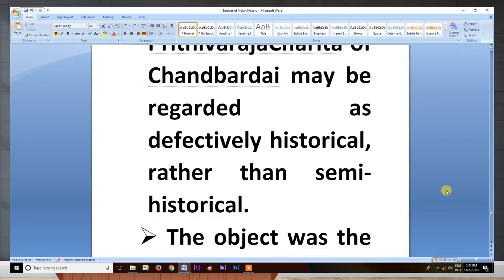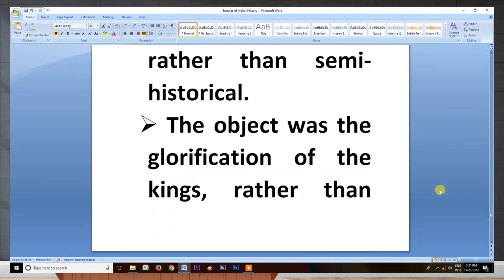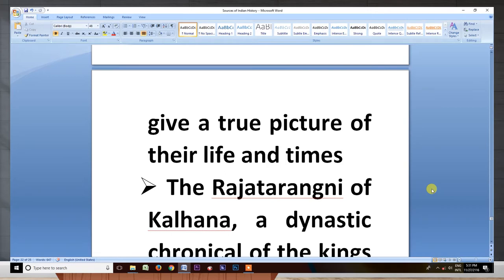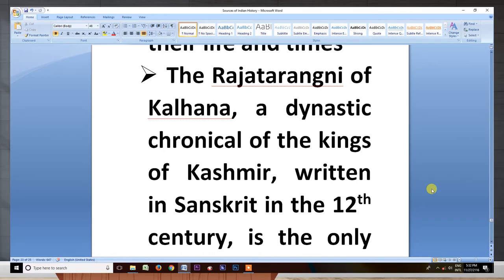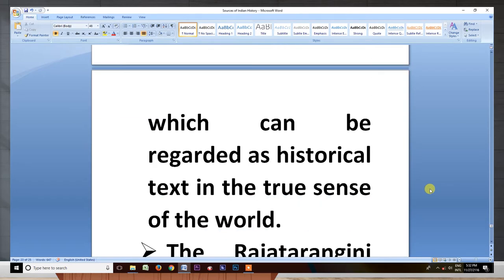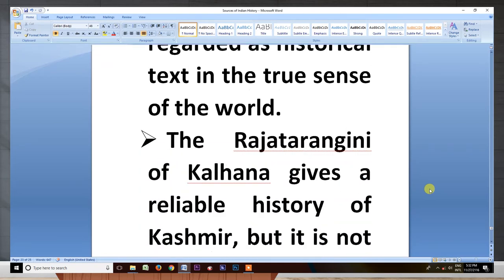Now I am going to discuss the object of the Indian sources, the glorification of the kings rather than giving a true picture of their life and times. Rajatarangini of Kalhana, a dynastic chronicle of the kings of Kashmir, written in Sanskrit in the 12th century, is the only work in ancient Indian literature which can be regarded as a historical text in the true sense of the word.